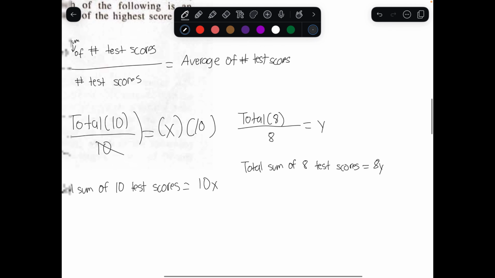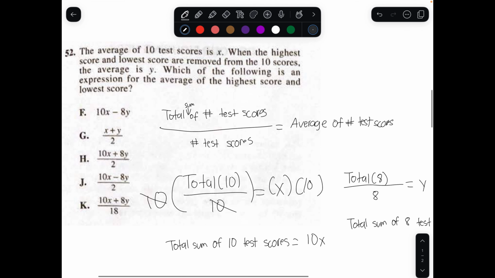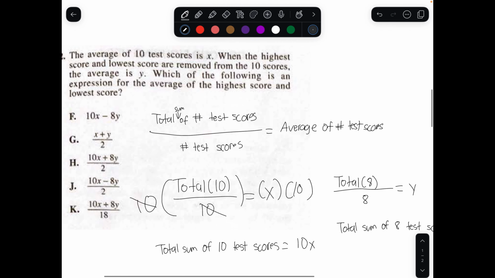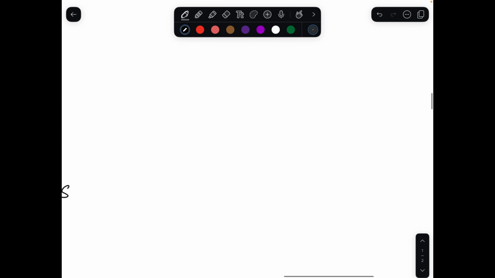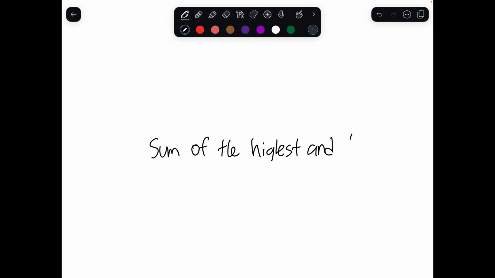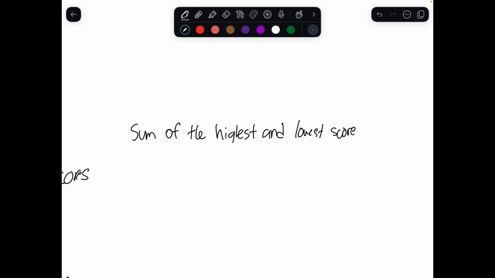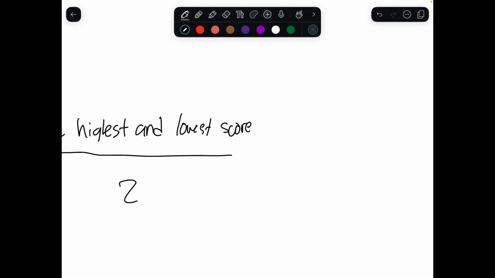Now, why is this important? Well, remember, it's asking us which of the following is an expression for the average of the highest score and the lowest score. Remember, to find the average of the highest score and lowest score, you need the sum of the highest and lowest score, and you're going to divide that by the number of test scores, which is 2, and that will get you your average.